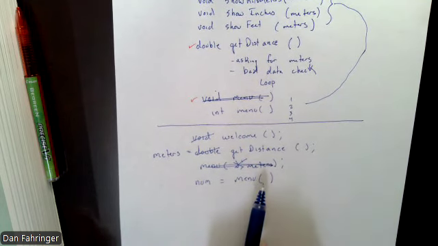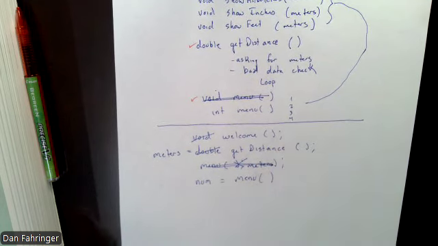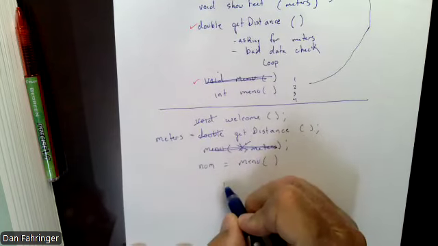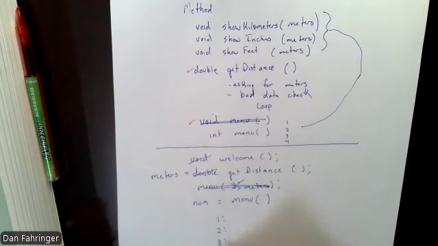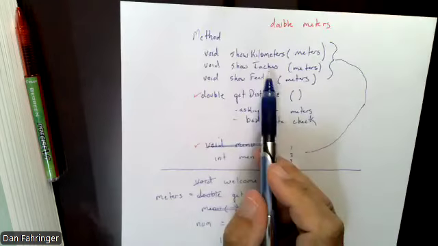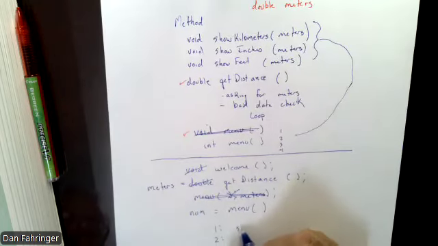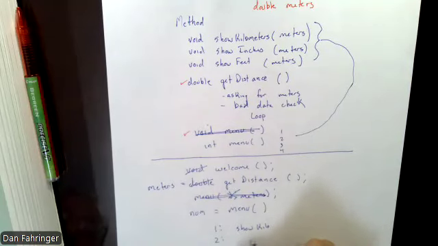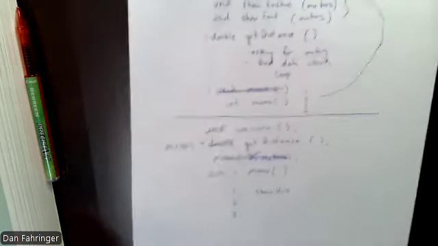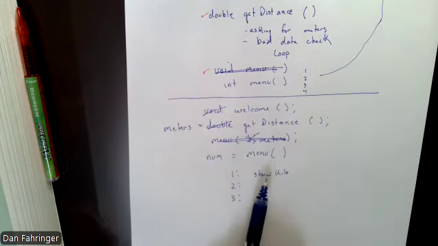So it's going to call menu and return a number 1 through 4. Now I'm going to have a case statement. Remember the case statement? That's what I wanted to get involved here. If it's a 1, we're going to call show kilometers, etc., etc., depending on what it is.